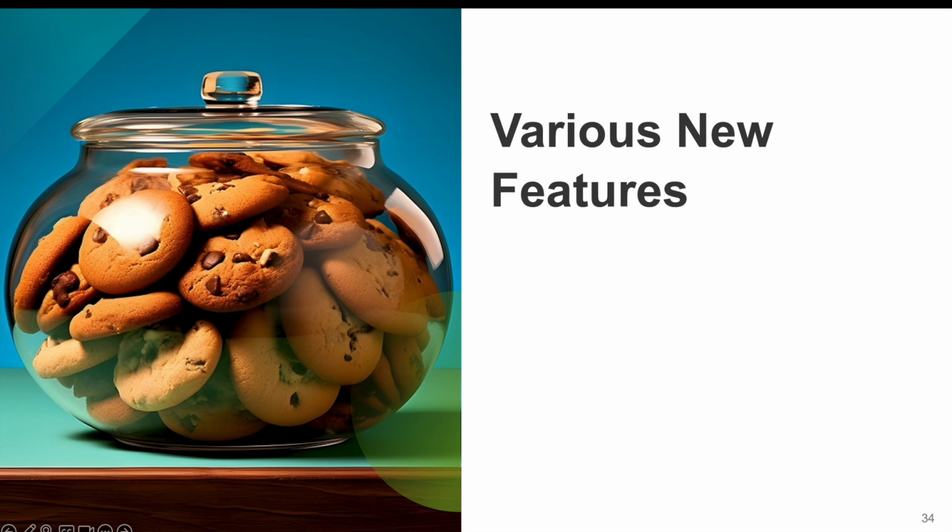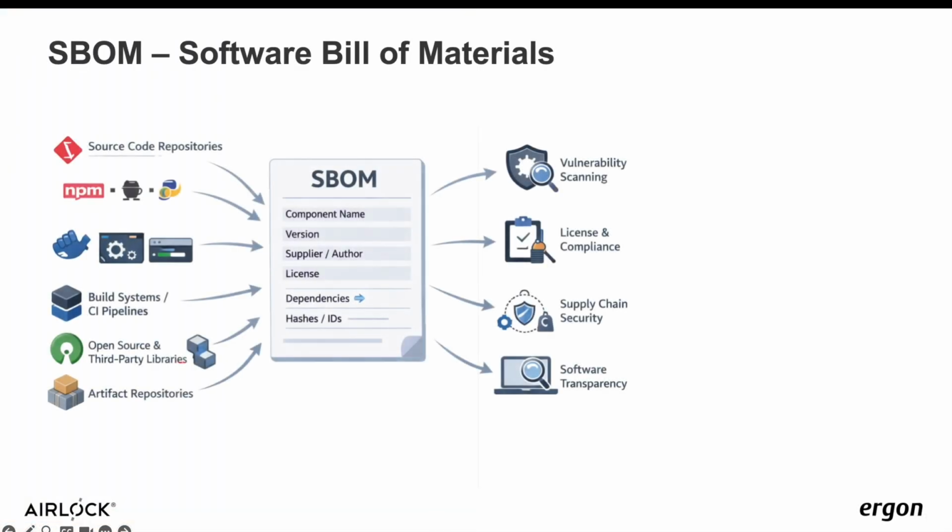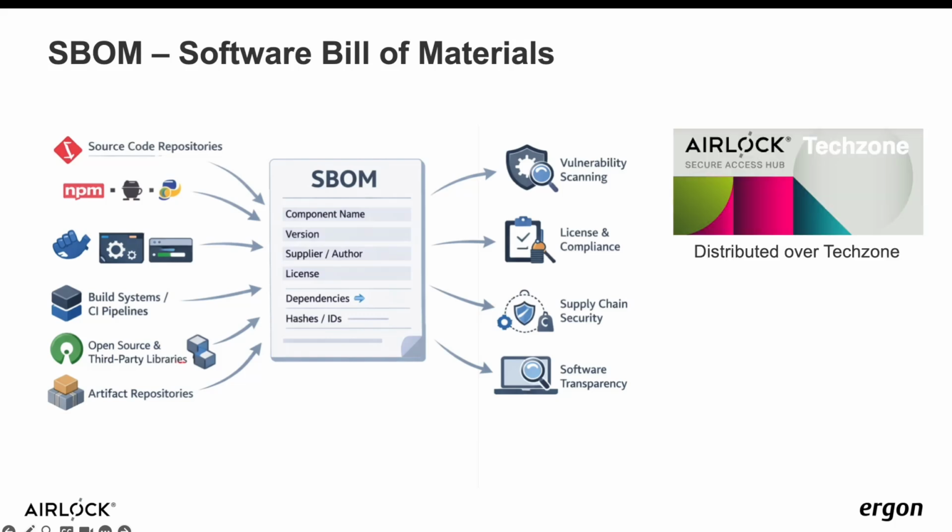Let's leave OAuth and OpenID Connect and move on to some various new features. The first one I'm going to talk about is the SBOM, the software bill of materials. The software bill of materials is a structured file that contains all the dependencies that Airlock IAM uses, and that allows you, for vulnerability scanning and license compliance and other purposes, to figure out if everything is correct and in order. The SBOM right now is delivered through the dev zone.